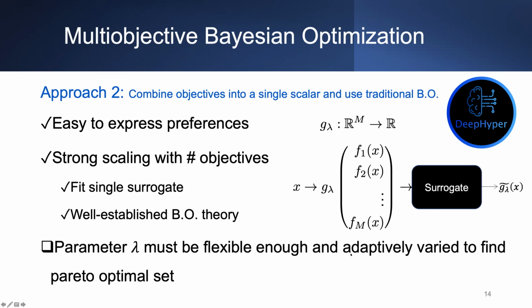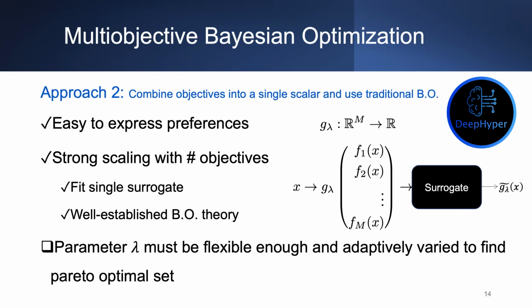So that's one challenge. And the second is that you must now somehow come up with a scheme to explore different parameterizations of combining these different objectives so that you actually find this Pareto frontier. So that's where the challenges lie. So you gain some, but you lose some.